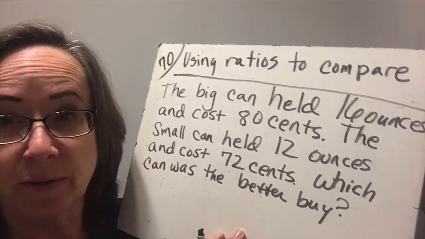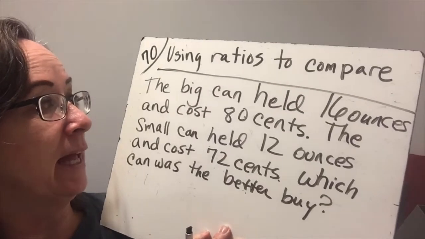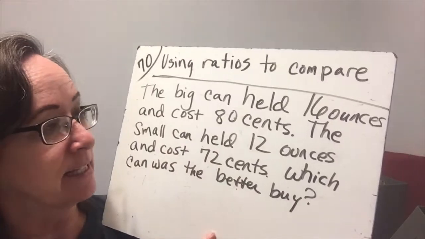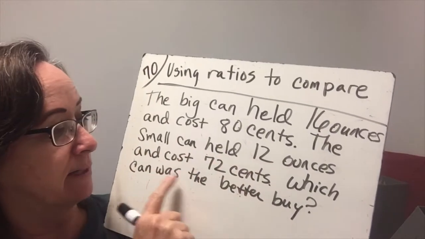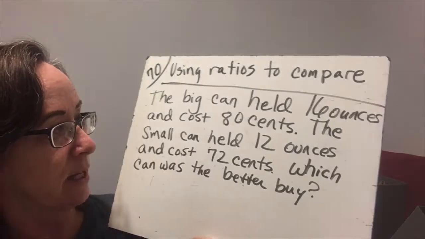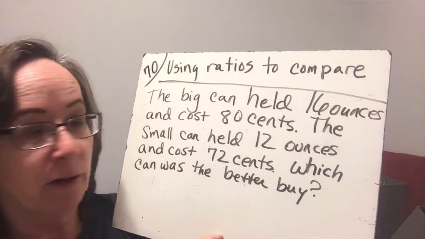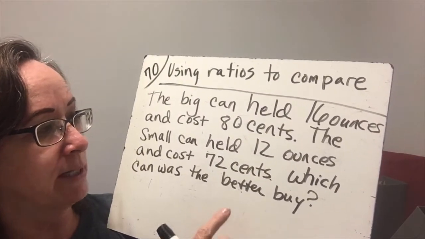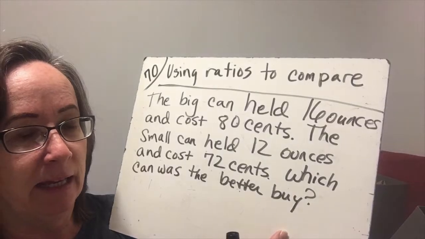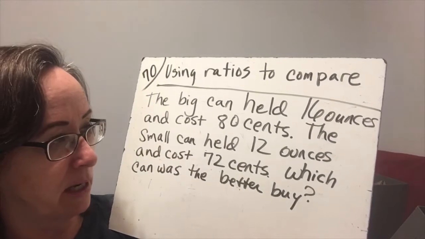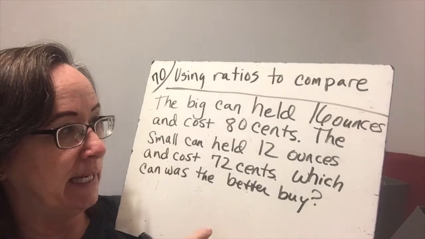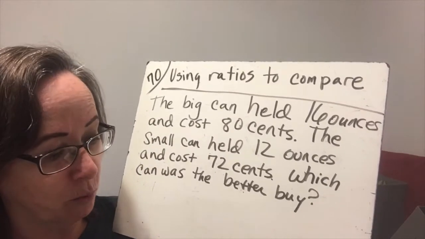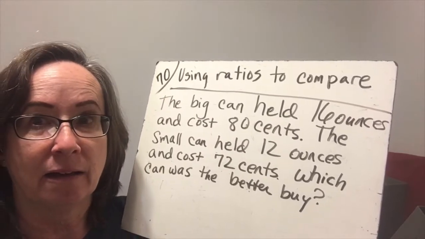We often go to the grocery store and we want to know which is the best buy. So the big can held 16 ounces and cost 80 cents. The small can held 12 ounces and cost 72 cents. Which can was the better buy? So we're going to write out each one, and if we want to know which one is the better can, then don't we want to know how many cents per ounce? Okay, if we're paying for a certain quantity, it is an ounce, right?